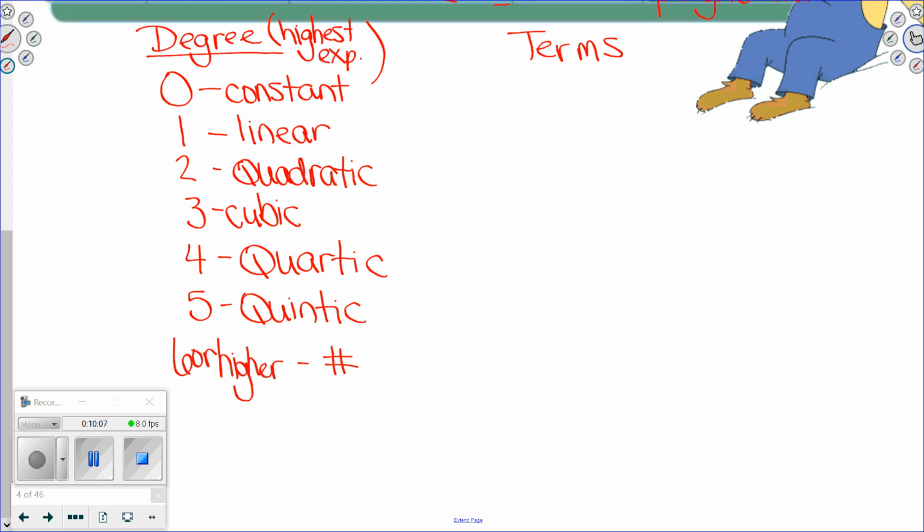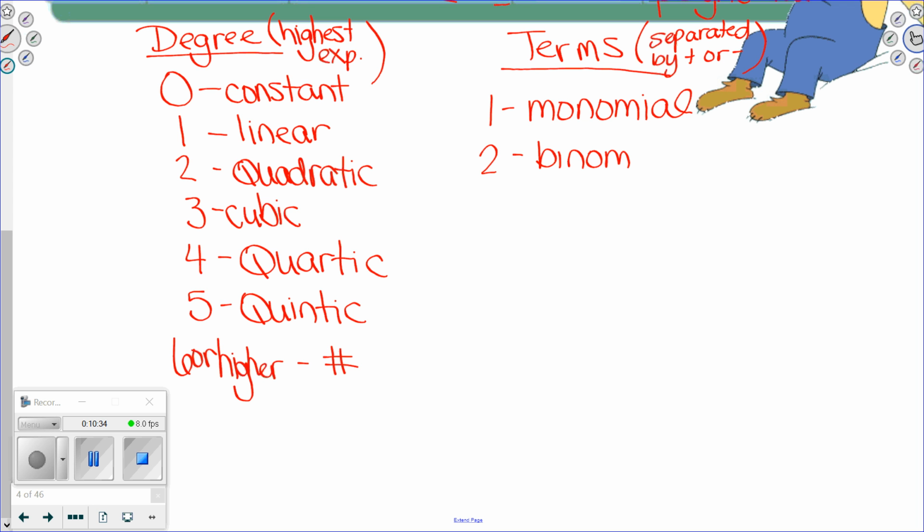All right, and then terms, you may want to let yourself a little note here. They are separated by plus or minus signs. All right, they're the different chunks kind of separated. One term, that's your monomial. Two terms, binomial. Three terms, trinomial. And then 4 or more is just polynomial.